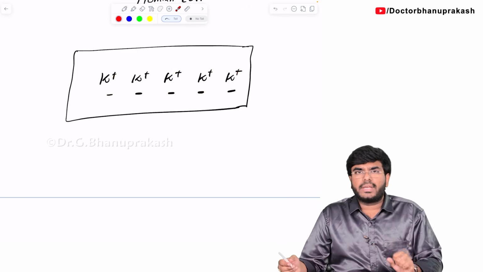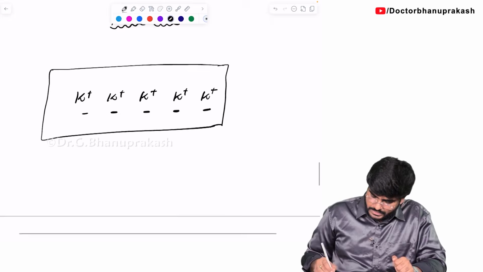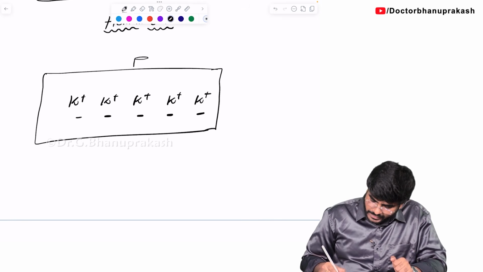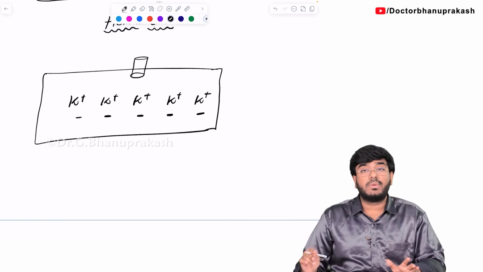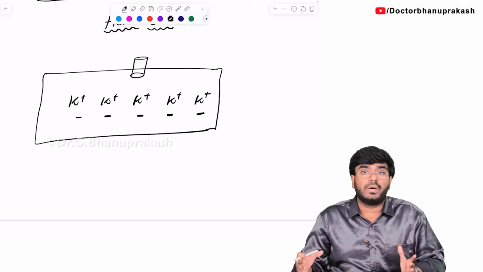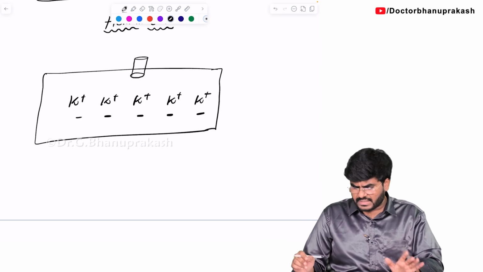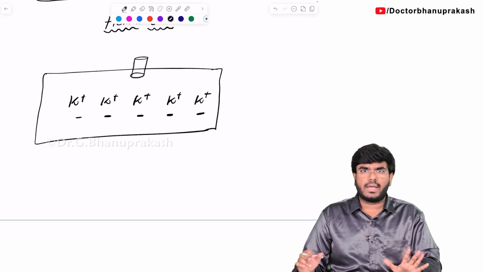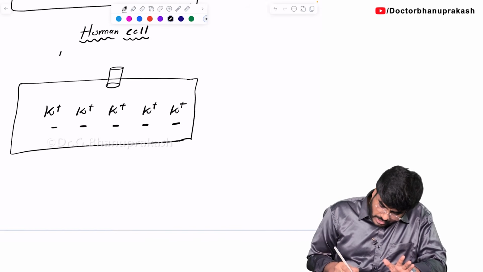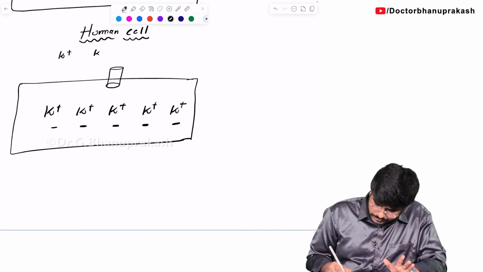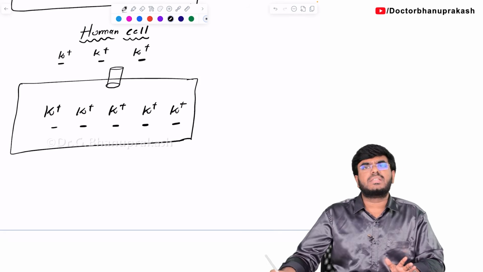Now, I am going to take potassium leaky channels. Human cells have different types of leaky channels, but the most important leaky channel that we have is the potassium leaky channel. Potassium leaky channels are more in number in human cells. Sodium, calcium and chloride leaky channels are also there, but mainly I am taking the potassium leaky channel. Now, potassium is also there outside the cell, so here is also potassium and their respective negative charges.